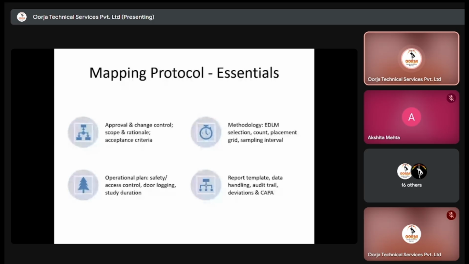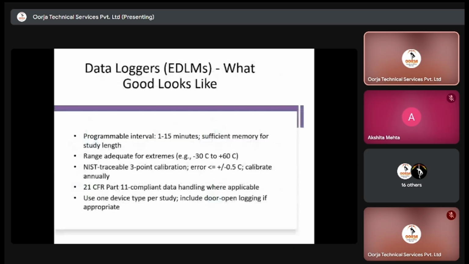And finally, data and reporting. So whatever data will be recorded through the data logger used during mapping, and how the reporting will be done. So all these things must be a part of your protocol. I'm sure that you all are following the same. Now comes the device which you use during mapping. So it is the data logger.